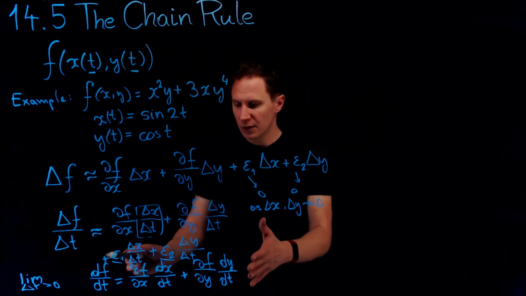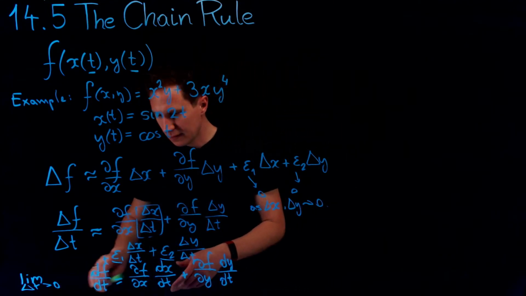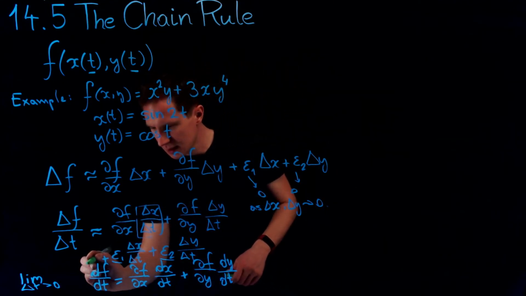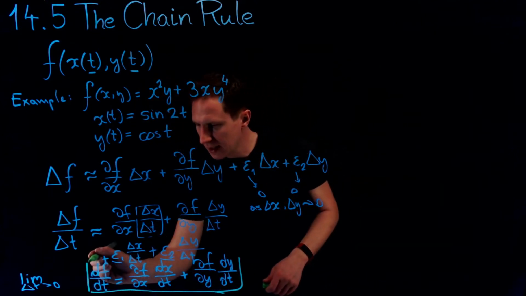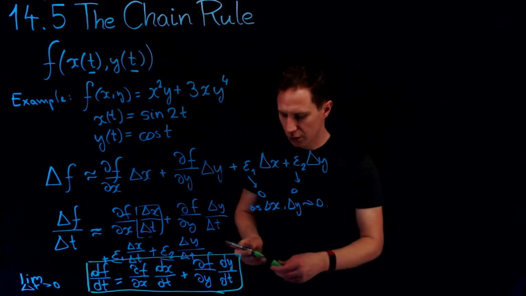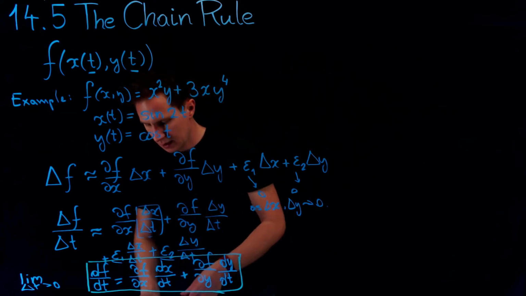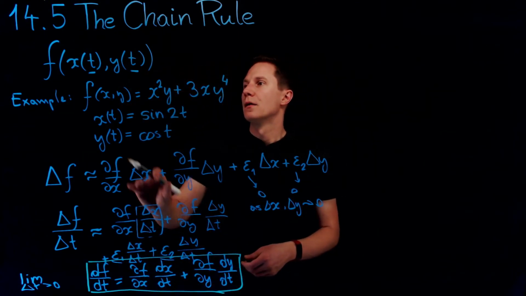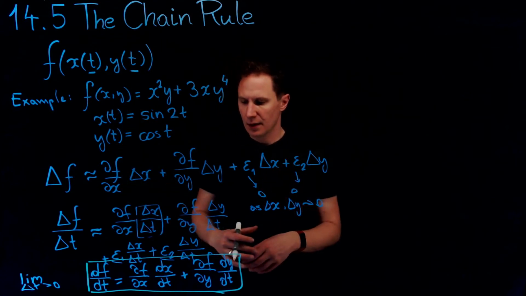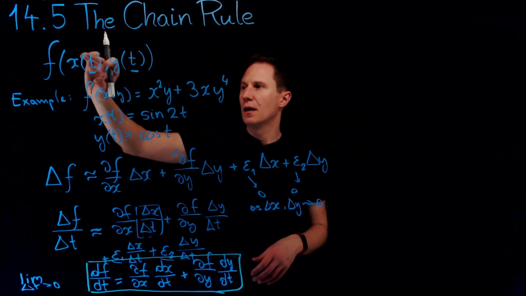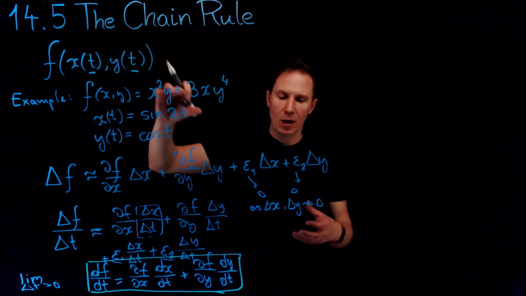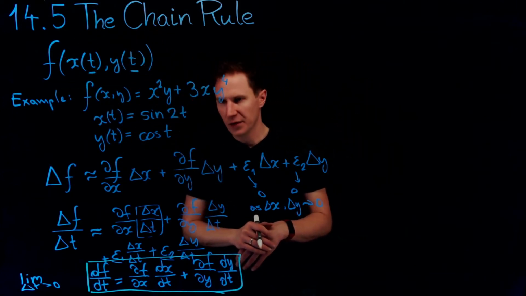That's why we don't see those terms appear. And what we see right here is the chain rule, the way we can compute the derivative of a function that we obtain by the composition of f with x and y themselves being functions.